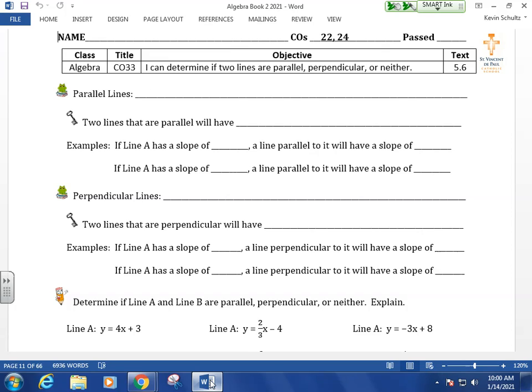Blake? Lines that never intersect. Okay, lines that never intersect. It might look like this, right?